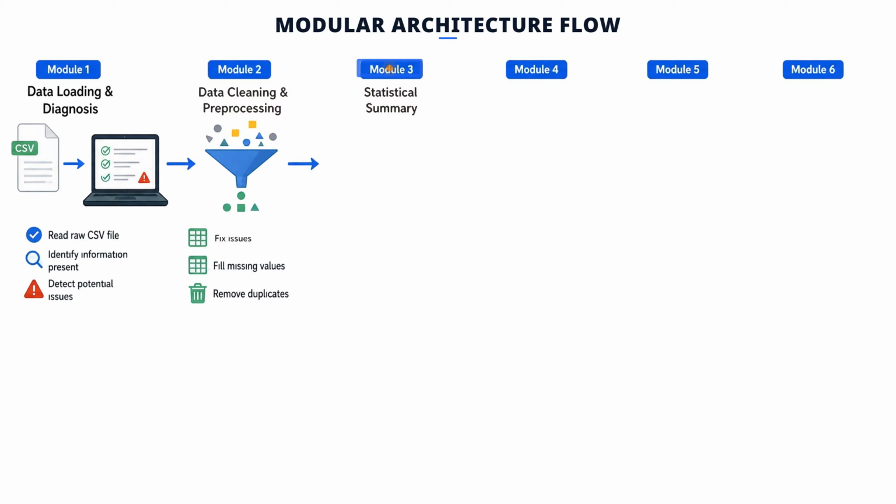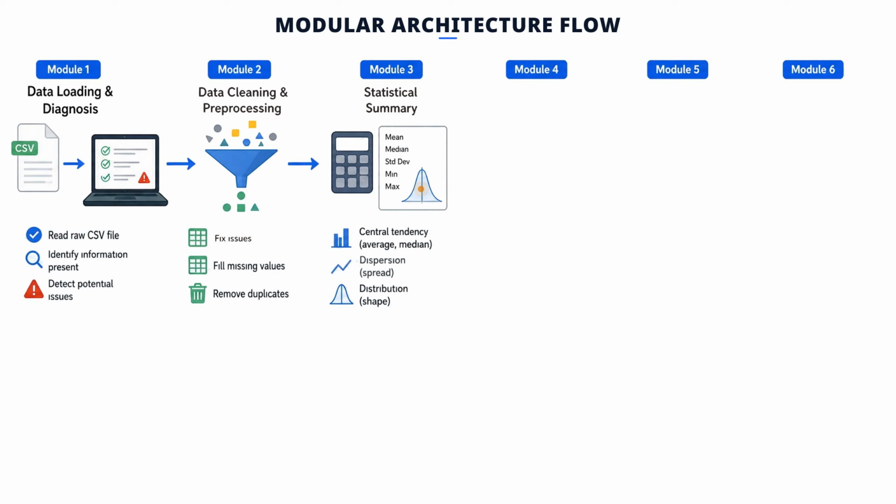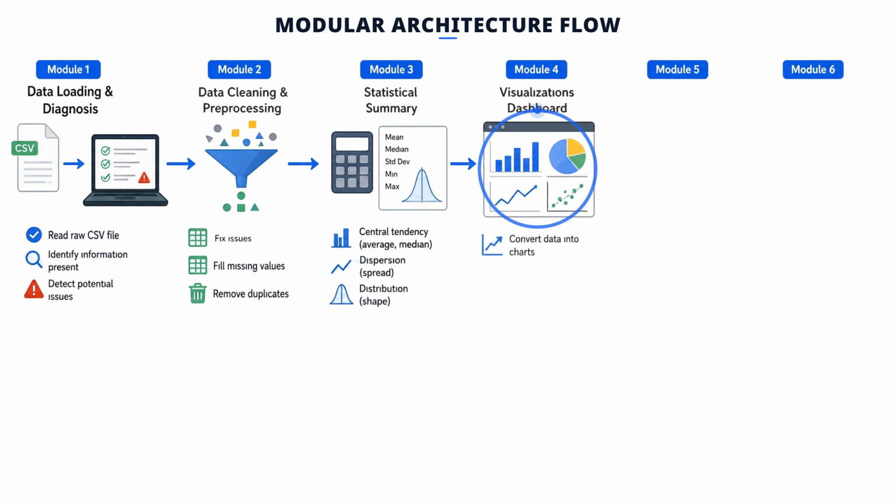Next is Module 3, the Statistical Summary. This module calculates the mathematical essence of our dataset. We use basic statistics to understand the distribution and shape of the data, looking at averages and how spread out the numbers are. Then we transition to Module 4, the Visualizations Dashboard. Humans are visual creatures, so here the data is converted into charts. This step is crucial because it makes abstract patterns instantly visible to the human eye.